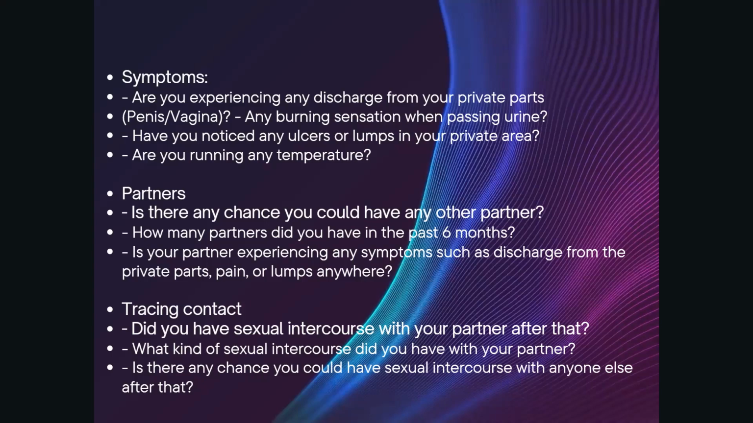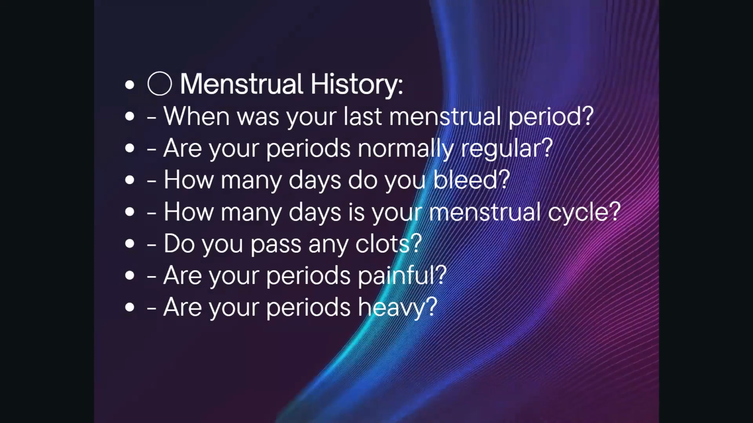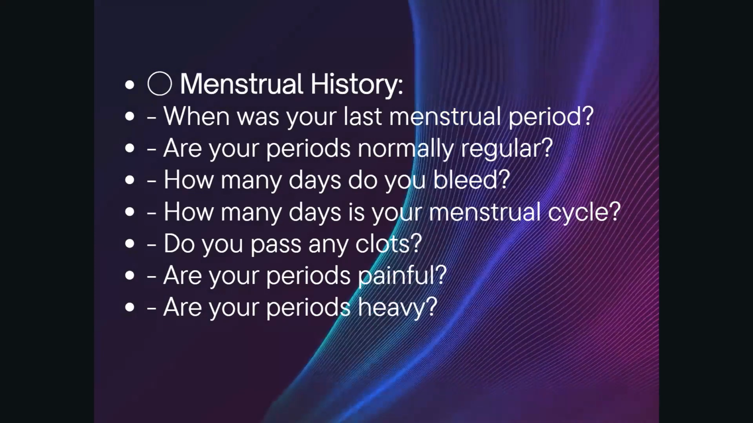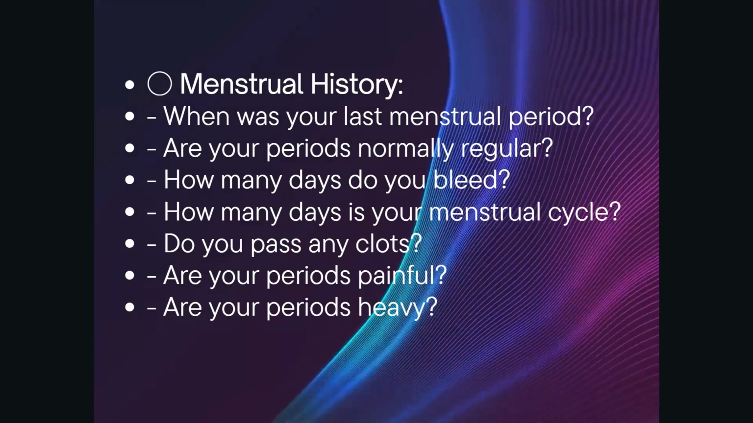Okay, menstrual history. Again, like we said, menstrual history should only be asked if it's relevant. When was your last menstrual period? Are your periods normally regular? Okay, so here, if you want to rule out something like ectopic pregnancy, or dysmenorrhea, or if they have got a PID or something like that, these questions are very important to ask about.